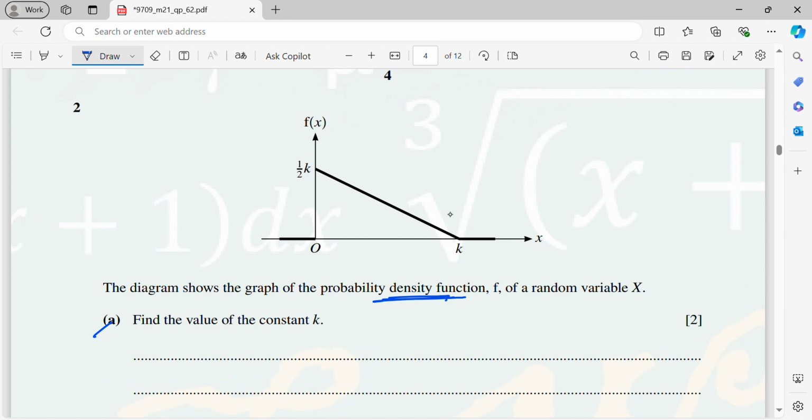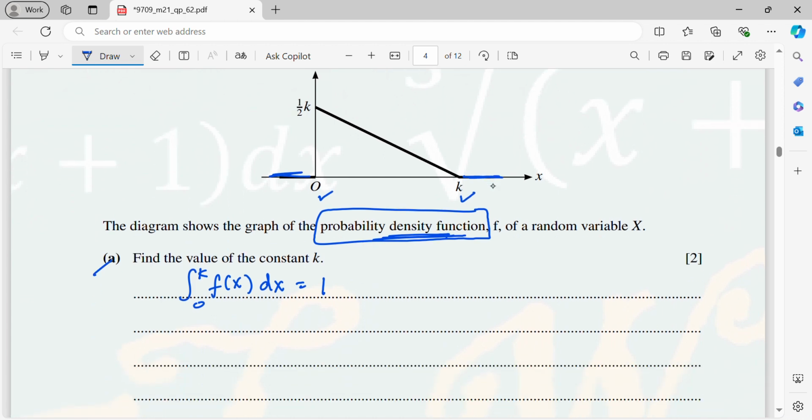From here we know that the total probability is 1. Since this is a probability density function, the integration with limits from 0 to k, because the function is defined from 0 to k and is 0 otherwise, of f(x) will be 1. This integration is the same as the area under the curve, which equals 1. Now the area under the curve is basically a triangle.